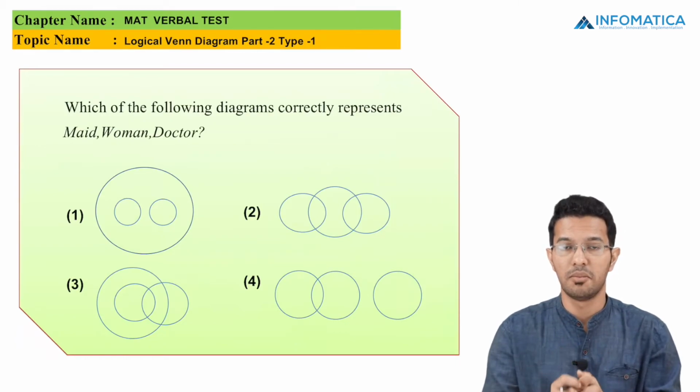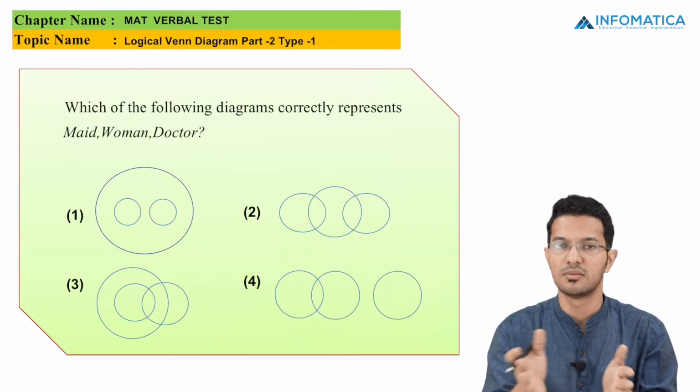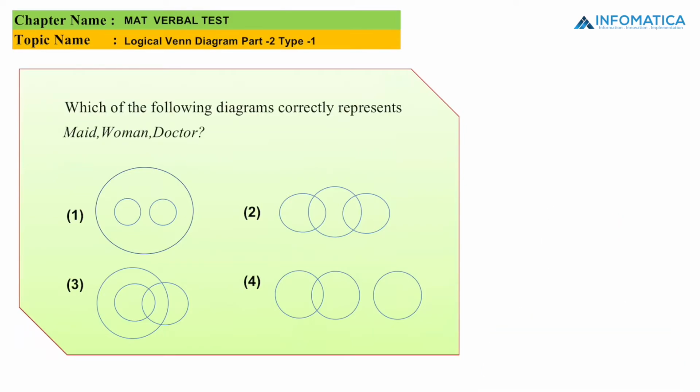And if I talk about a maid, I will have again 2 groups. It will be of a female or a male. So let us see the options. If I look at option number 2, I can definitely say that the bigger circle will consist of a woman and the next 2 circles can be called as a doctor and one for the maid. So the answer to this question is option 2.